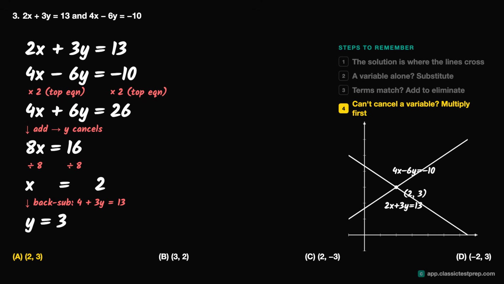Now plug 2 back into the original equation. 2 times 2 plus 3y equals 13. 4 plus 3y equals 13, 3y equals 9, y equals 3. So these two lines cross at the point x equals 2, y equals 3.